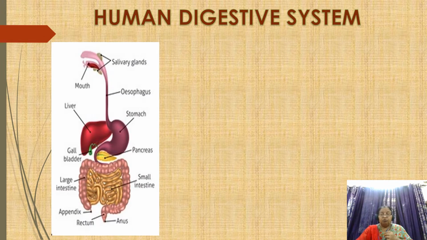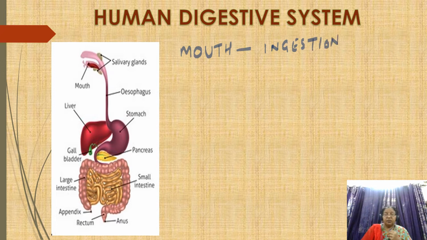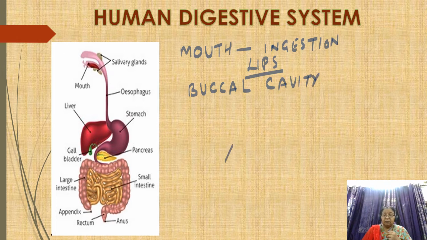The first is the mouth. What is a mouth? The mouth is guarded by lips, and it is meant for ingestion. The food is taken in, ingestion, and it is guarded by lips. It's an opening. Next is the buccal cavity. Let's draw it. This is the buccal cavity, with the mouth open. So this is the cavity.